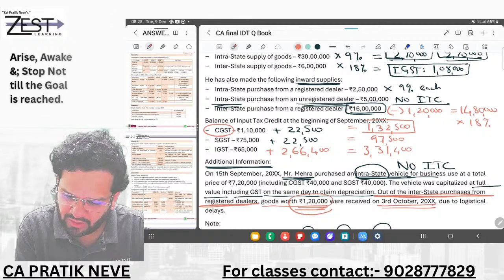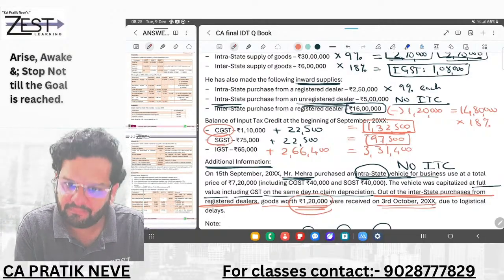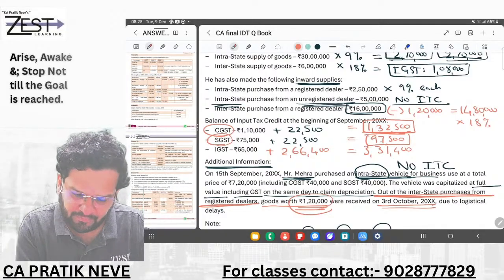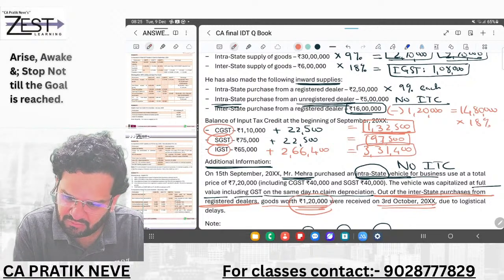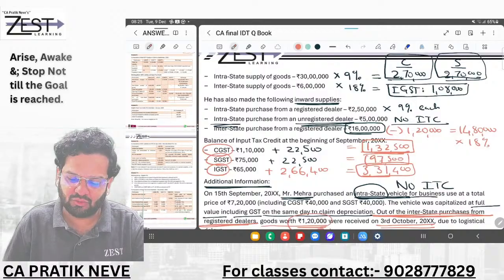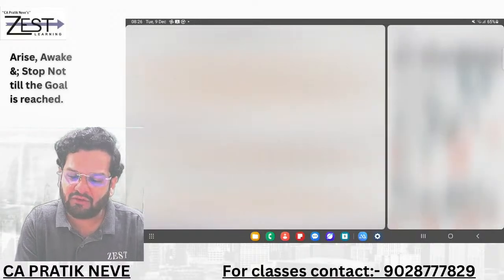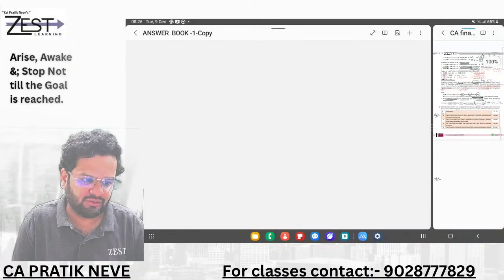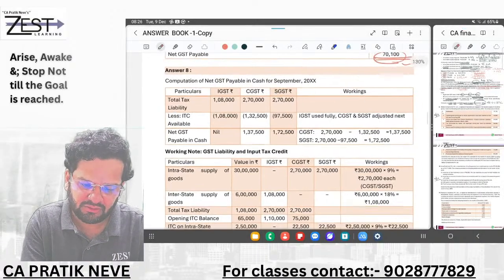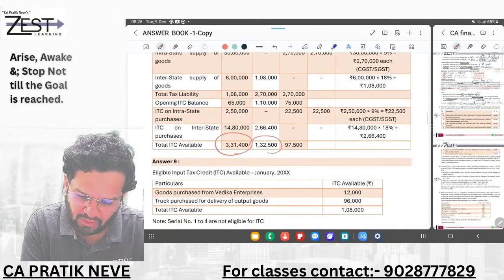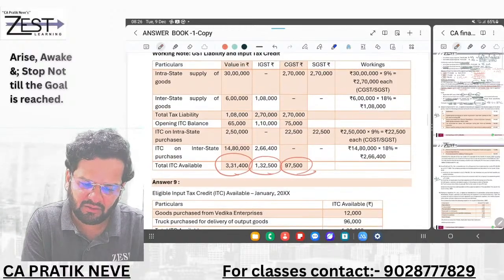CGST 132,500, SGST 97,500, and IGST 331,400. Check and tell me, are you getting these figures? Then we will go ahead and do net GST liability calculation. Okay, so see, 331,400, 132,500, 97,500.